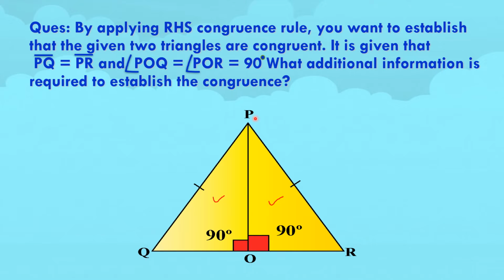But I can easily say that PO is equal to PO because it is common. So the third additional information which will be required is line segment PO is equal to line segment PO. Easy, right? Let's move ahead.